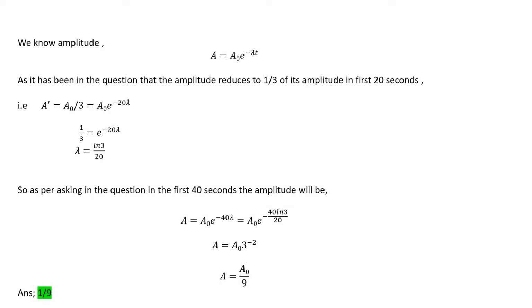As per the question, in the first 40 seconds the amplitude will be, we can write A is equal to A naught e to the power minus 40 lambda, and by putting the value of lambda we can find that A is equal to A naught by 9, that is 1 by 9 times A naught. So the answer will be 1 by 9.